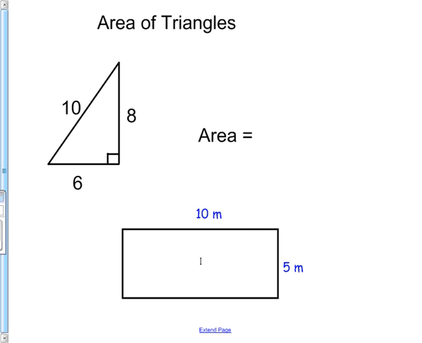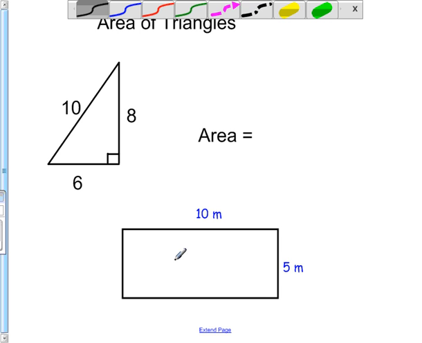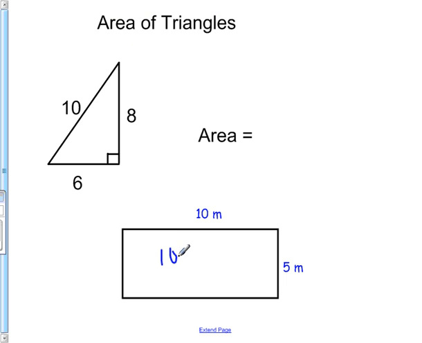Okay, and so the area of this, we said we just do 10 times 5, and that ends up being 50 meters squared. So 10 times 5, which is 50 meters squared. Okay, so the area of a triangle is really the same thing, except it's a part of a rectangle.